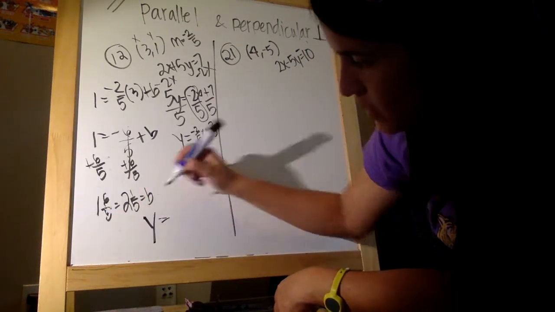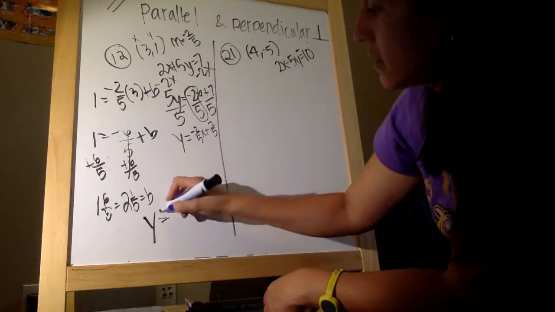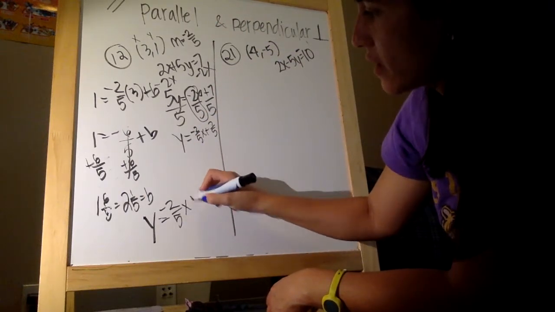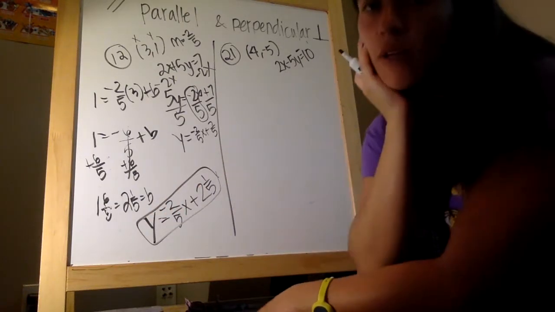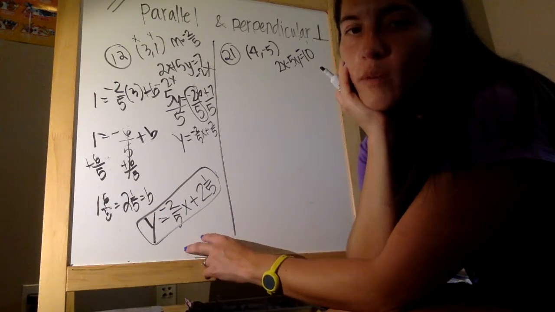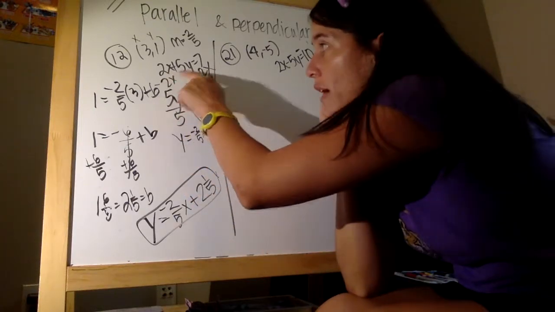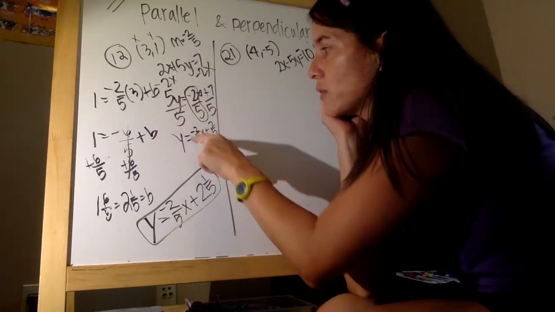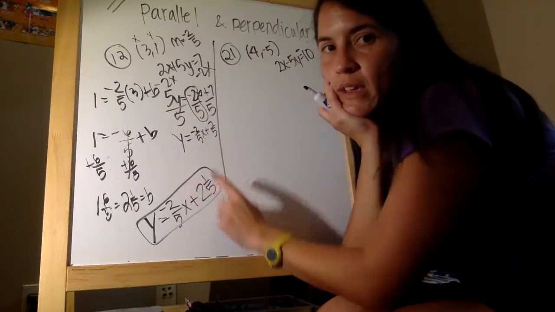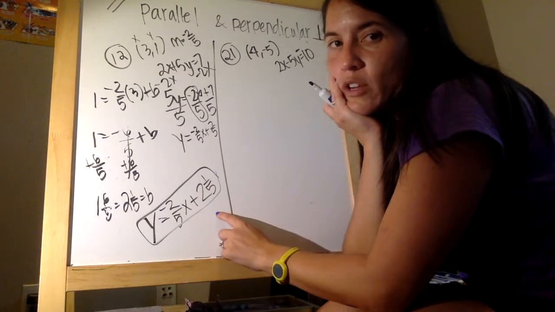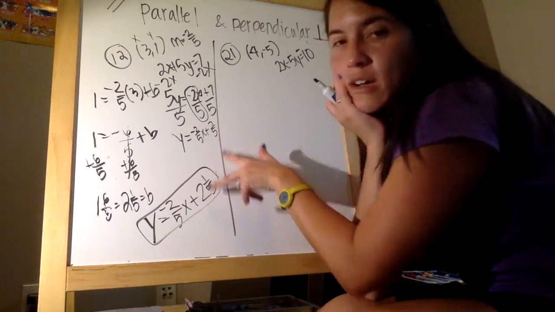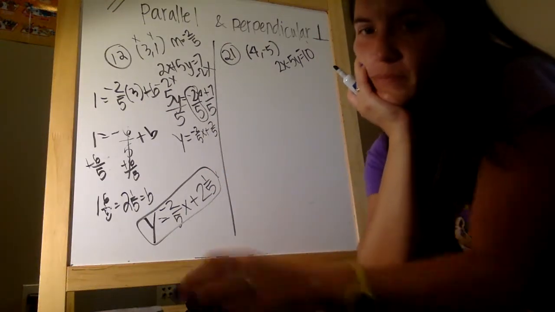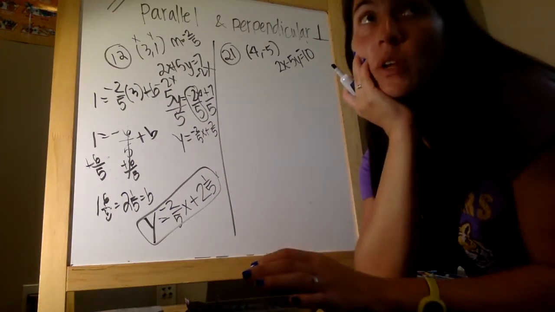Now we have all the parts we need. y equals mx, negative 2/5 x plus 2 1/5. So now you have an equation in slope-intercept form, and if you want to check it, you plug this into y equals, and then you plug this into y equals, and they're going to be parallel because they have the same slope. They just have different y-intercepts. All right, let me show you number 21.